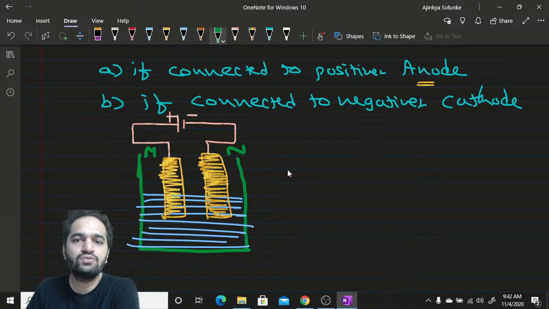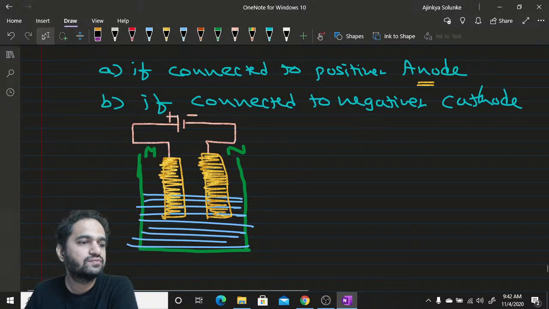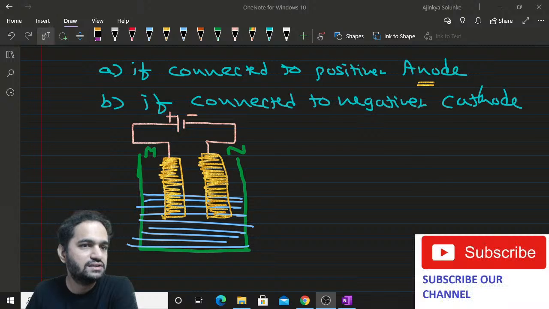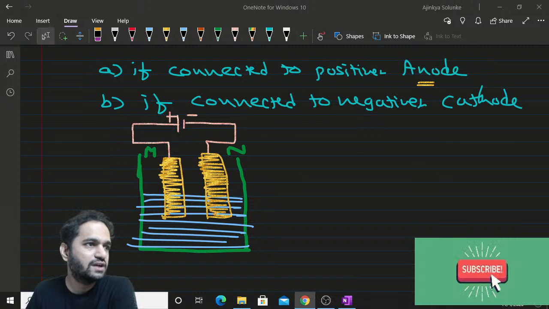According to the figure, who do you think is going to have positive charge? Who is anode and who is cathode according to your information? Just write it in the comment section, that will be more than helpful, so that I can see.